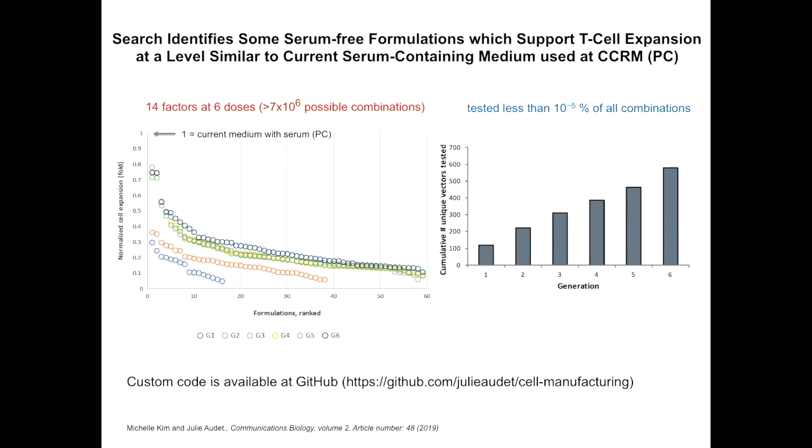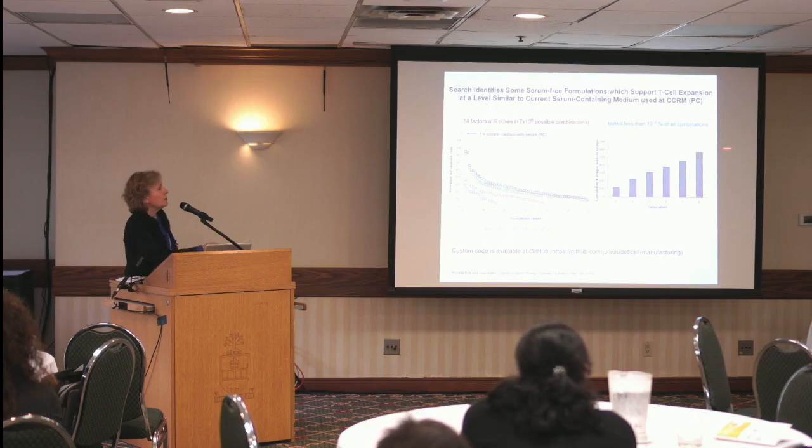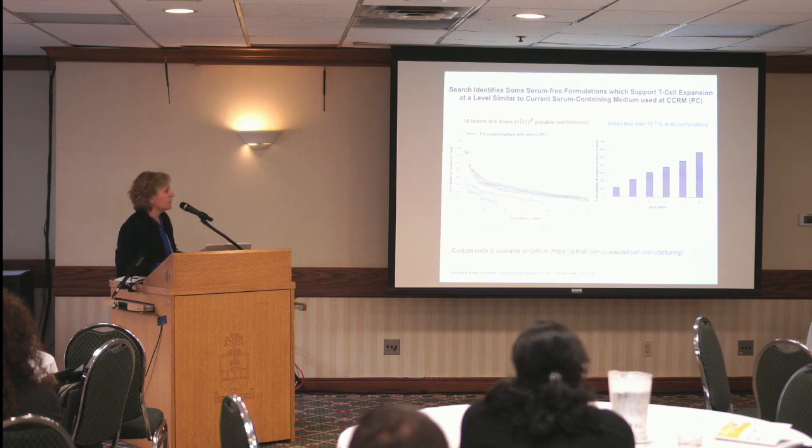And this is to give you an idea of the number of combinations that were tested in each generation. So this is a cumulative number. It's about 600 combinations. So we tested less than 10 to the minus 5% of all possible combinations to achieve that. And the code is published.